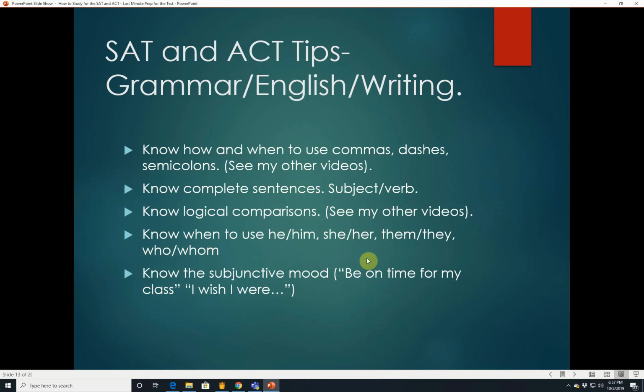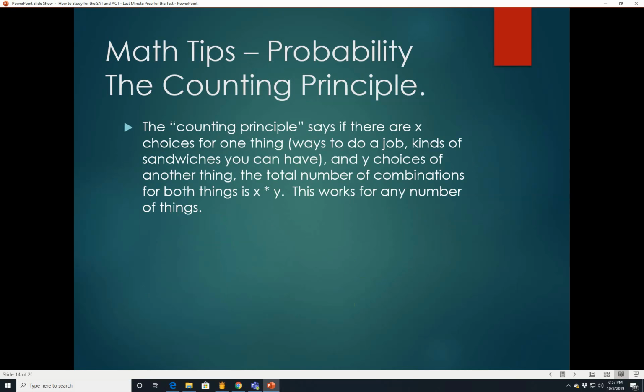Know the subjunctive mood, be on time for my class. Notice when it's a command, it's not, you are on time. It's you be on time. I wish I were rather than I wish I was. So that's something that's counterfactual. It's something you wish were true that isn't true, or something that isn't true, but hypothetically you're talking about it. What might be.